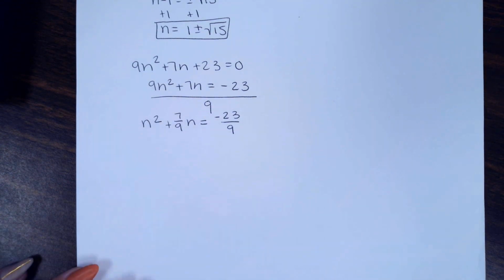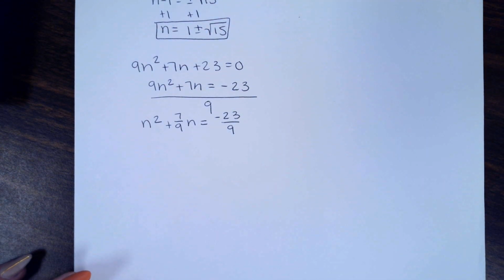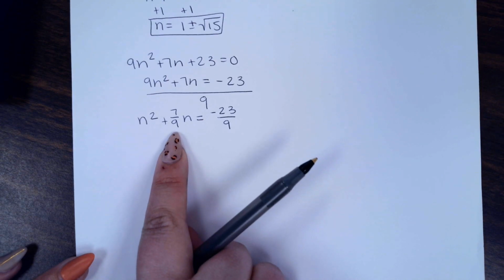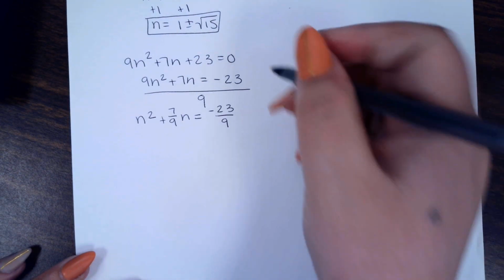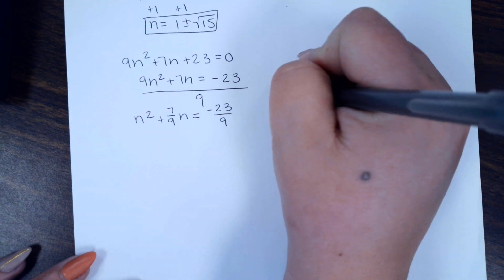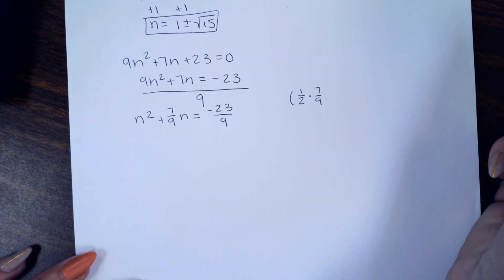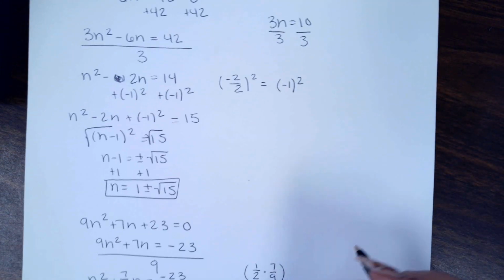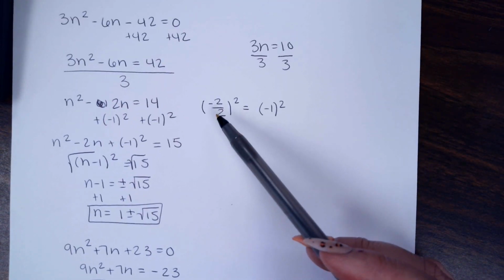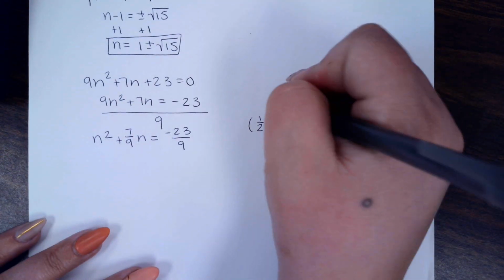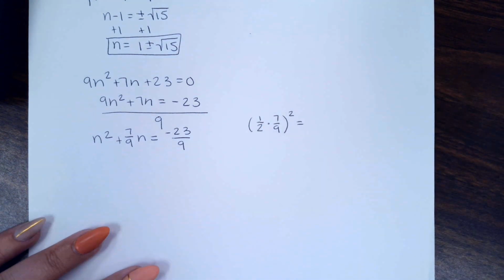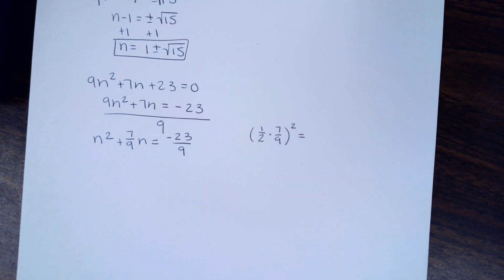Now that we have a leading coefficient of 1, we're going to do the exact same strategy. We're going to take this b, find half of it, and square it. So half of 7/9, that just means multiply by half, right? Multiplying by half and dividing by 2 are the same exact thing. And then we square that. Whenever you're working with fractions, it is totally okay to use your calculator. Let me get a calculator that does fractions.